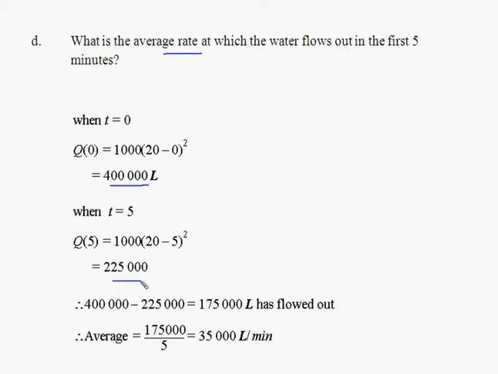After 5 minutes, we've got 225,000. So that means 175,000 litres has flowed out. Over 5 minutes, it's flowing out at an average of 35,000 litres per minute. Obviously, know that's not instantaneous. That's an average, because the longer we go on, the slower it starts to be in terms of how much it's flowing out. But we've got to, again, be careful of our language to say this. Well, this is the average rate, and that's how we work out our average rate.